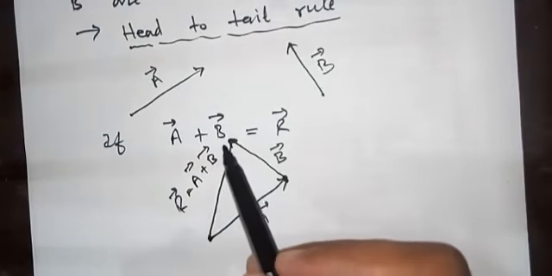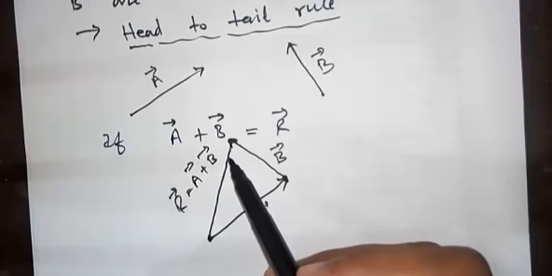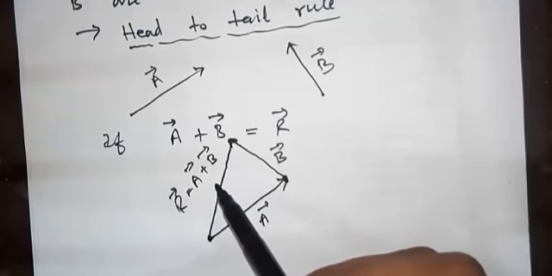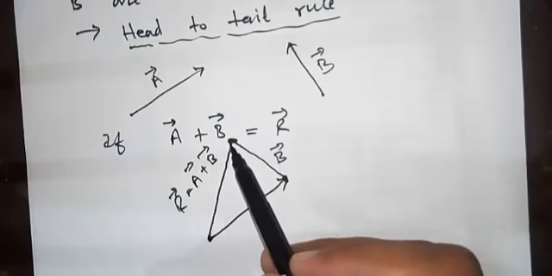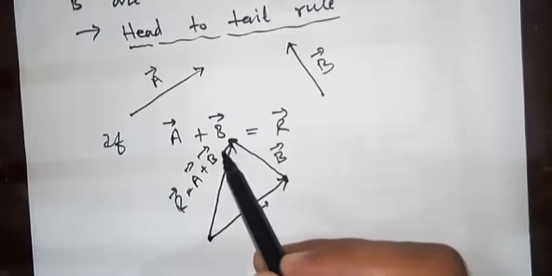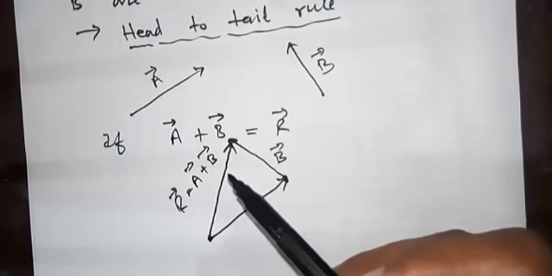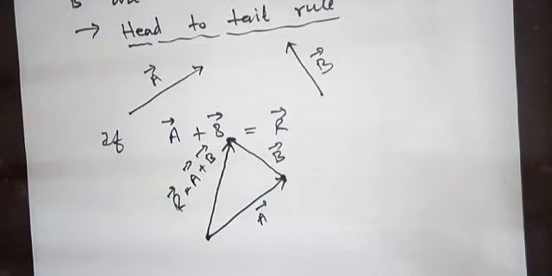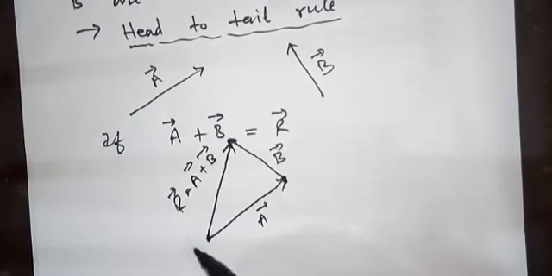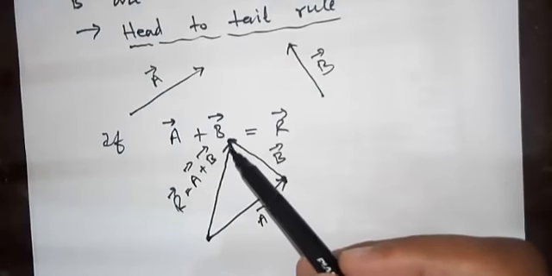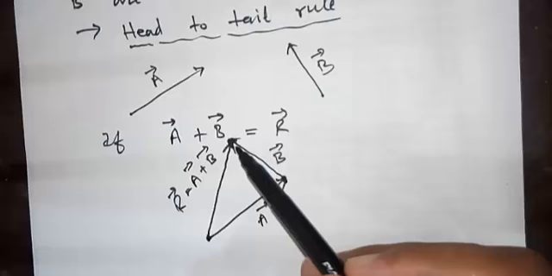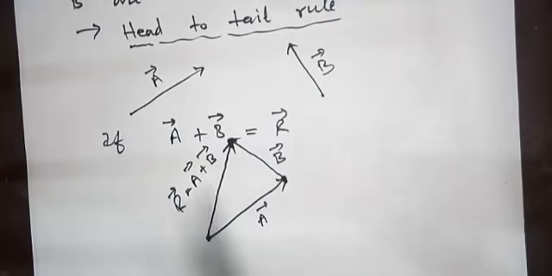And the last question that you may ask is, what will be the direction of this resultant vector? This resultant vector's direction will be towards the head of the last vector. Whether we are adding 2 vectors, 3 vectors, or 10 vectors, 15 vectors, the resultant vector will have the direction towards the last vector which we have placed according to head to tail. So this is the basic method to add vectors, which is the head to tail rule.